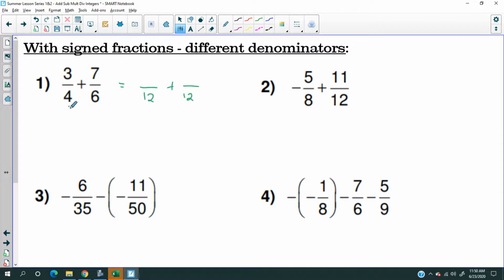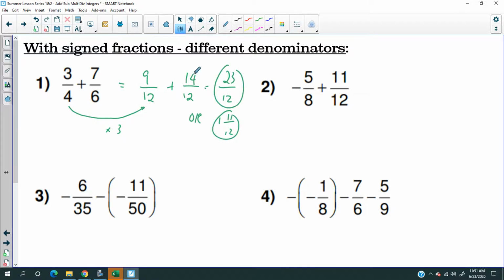4 times what gives you 12? Times 3, right? So 3 times 3 is 9, 6 times 2 is 12, so that's 14. Now, we're adding same signs or different signs? Same signs. So what do you do when you add with the same signs? You add them, and then you keep the sign. What is that? 1 and 11 twelfths, right?